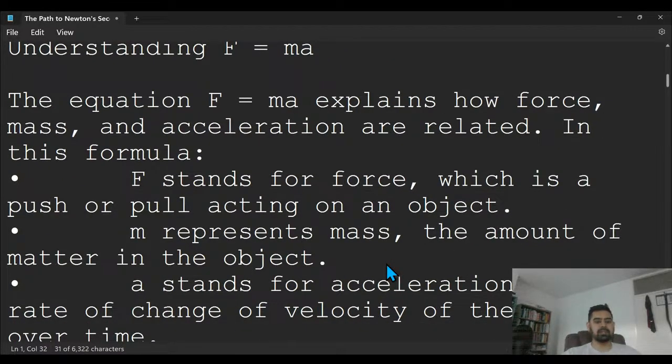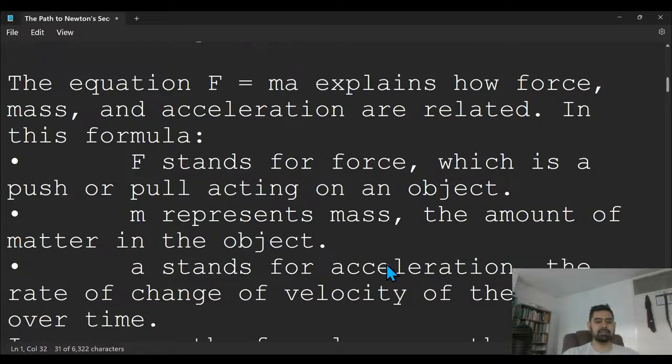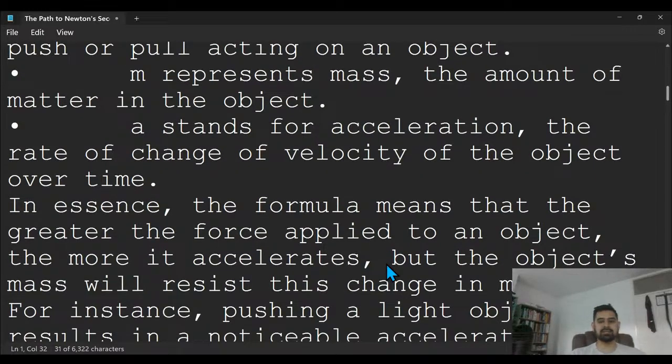The equation F equals ma, or force equals mass times acceleration, explains how force, mass, and acceleration are related. In this formula, F stands for force, which is a push or pull acting on an object. M represents mass, the amount of matter in the object. A stands for acceleration, the rate of change of velocity of the object over time.